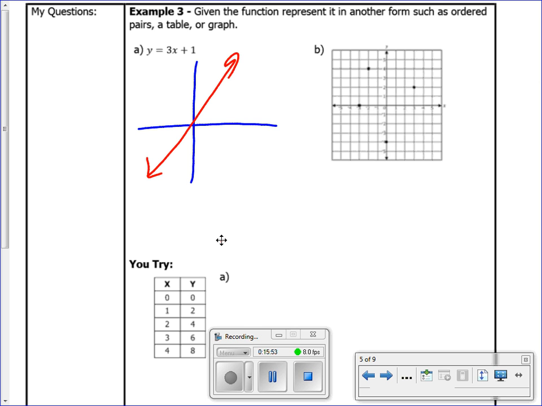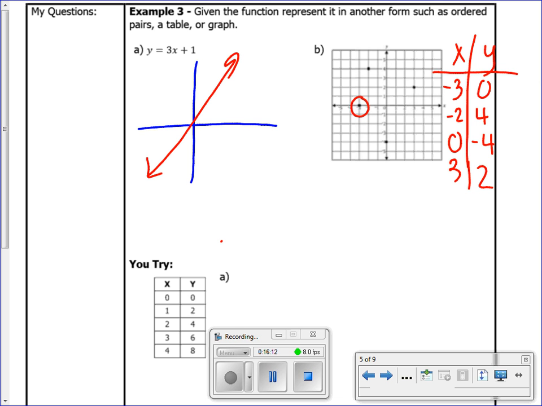Letter B, we're given ordered pairs on a graph. So I'm going to label what these ordered pairs are in an XY table. So I'm finding my first dot. My first dot is at -3, 0. My second dot here is at -2, 4. Then we come down and we're at 0, -4, and over at 3 and 2. So that's a different representation there.